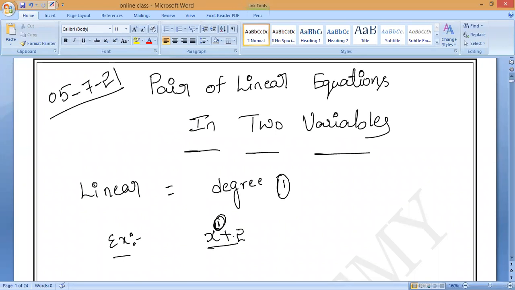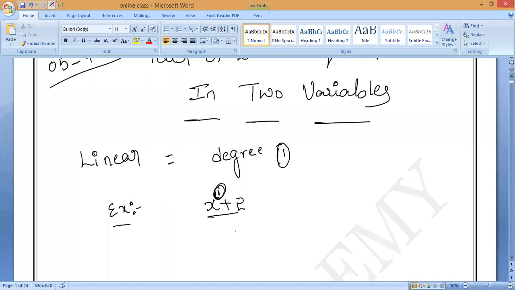Let's see some more examples. x plus 2 is one example. Please respond. What are other examples of linear polynomials? 2x plus 8. Very good. Here the highest power is 1, so it is a linear polynomial.